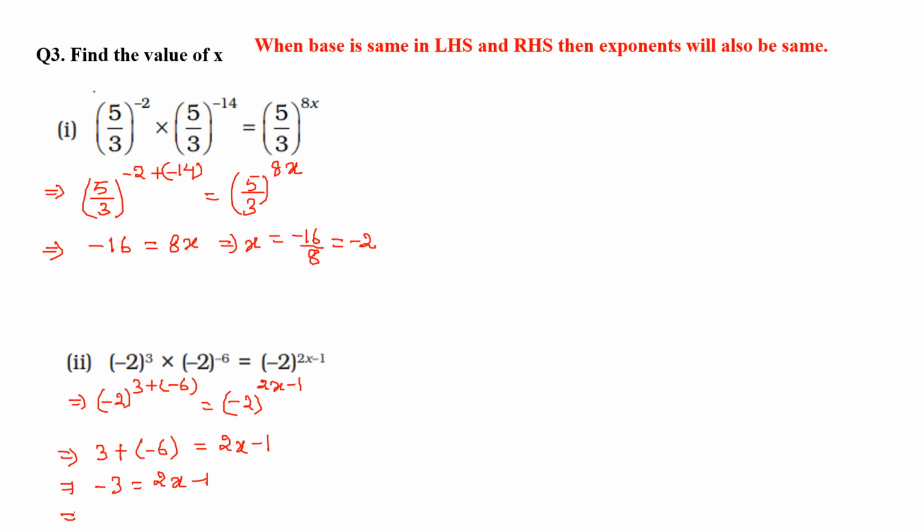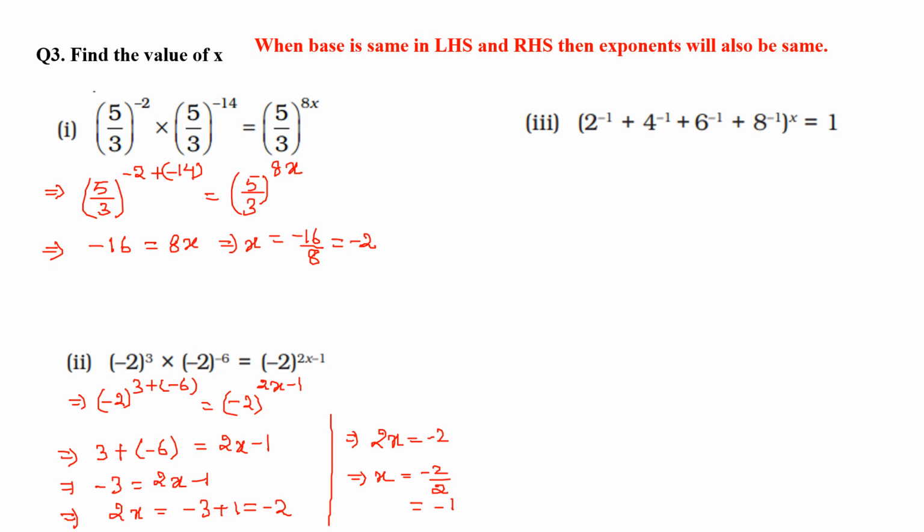So I can write 2x equal to minus 3 plus 1, and minus 3 plus 1 is minus 2. So from here I can write my value of 2x is equal to minus 2. So x will be minus 2 divided by 2, which will give me minus 1 as the answer. Okay, now moving to the third question.